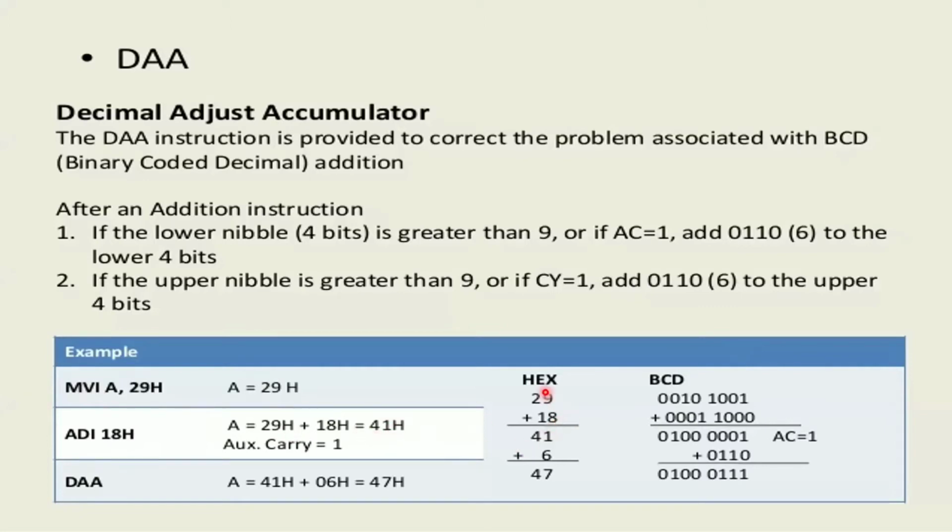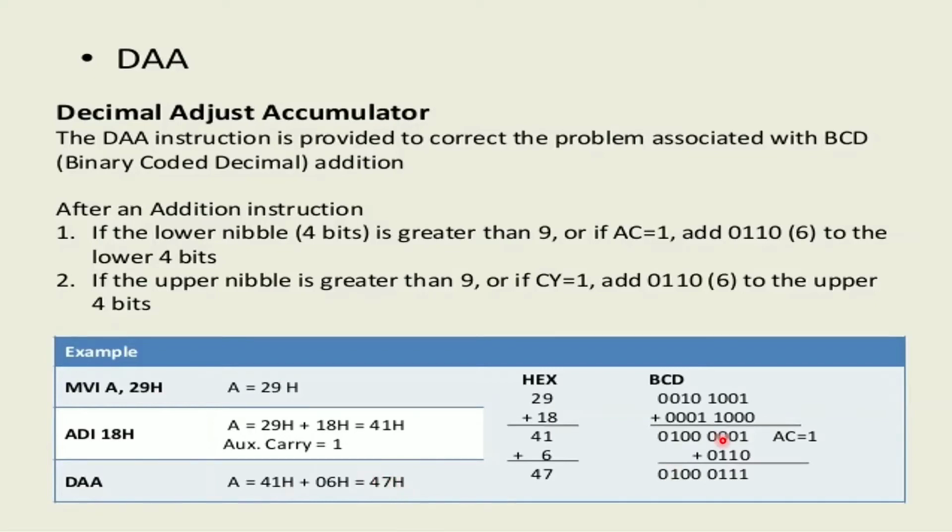47. But whenever you are performing addition on decimal numbers, you are actually performing a hexadecimal addition, right? Now you convert that into hexadecimal. You see here 29, so 2 and 9, and 1 and 8. You perform this addition, you will get 41. Immediately after this, what is the instruction we have written? DAA. It will add 06 to your 41, and the result becomes the actual 47.